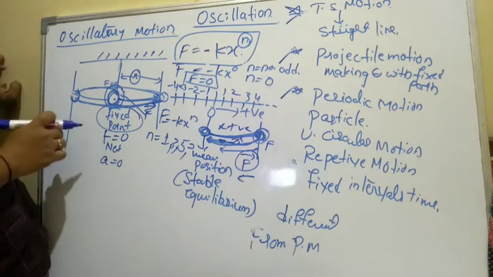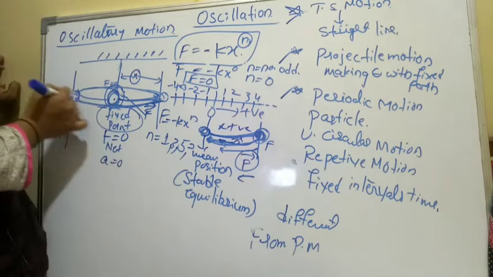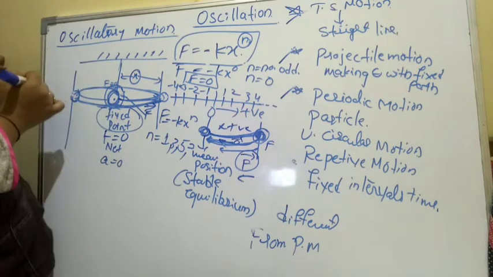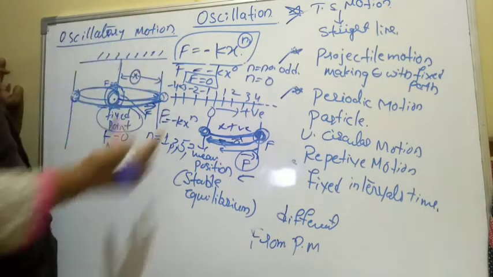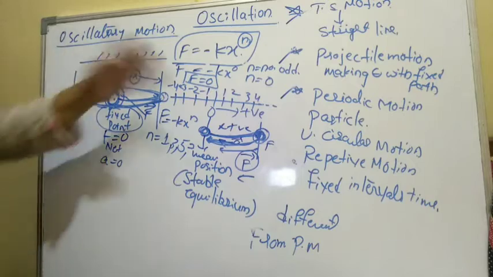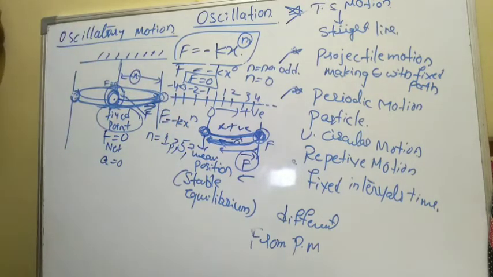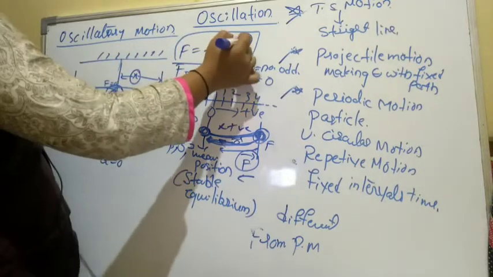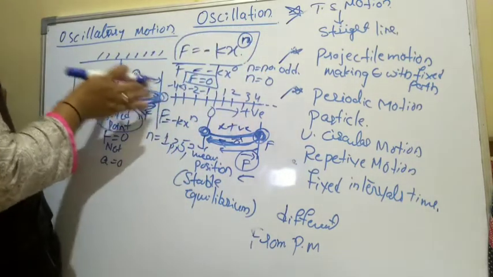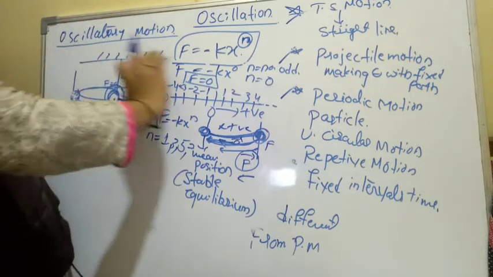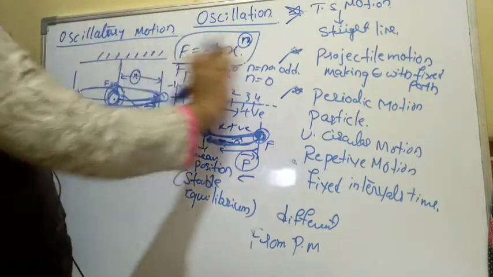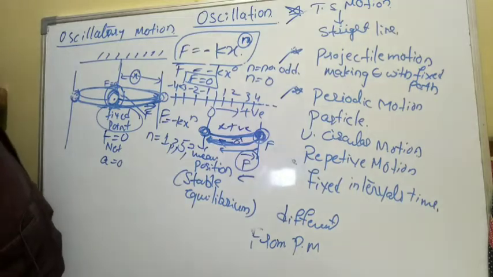Similarly here also: 2, 4, 6, 8. That indicates that one displacement is going to be skipped, moving to the other extreme position here. So generally we can say it is odd. For this it will be odd, for this it will be odd. So totally odd numbers are going to be preferable here.